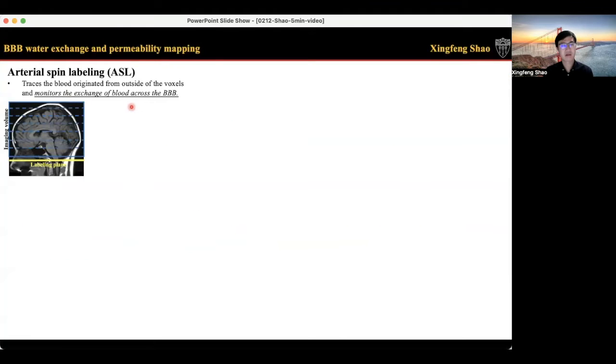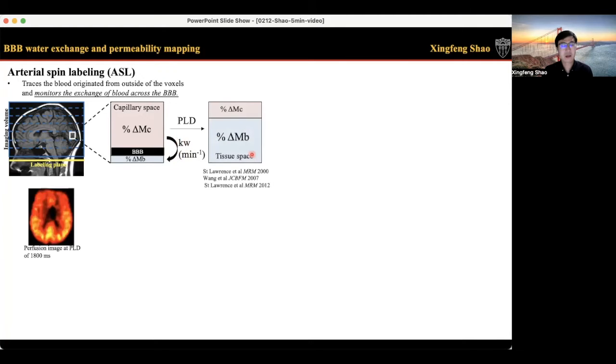ASL is a non-invasive technique to measure cerebral blood flow, and we can use it to monitor the labeled blood flow coming from the labeling plane to your target voxel, and we can monitor the exchange of the blood across the BBB, the blood-brain barrier. If we look at this voxel, when the signal arrives, the majority of the signal remains in the capillary space and starts exchanging into the tissue space with the exchange rate of kW. If we wait a certain time, usually called the post-labeling delay, the majority of signal goes into the tissue space, while only about 20% of the signal remains in the capillary space.